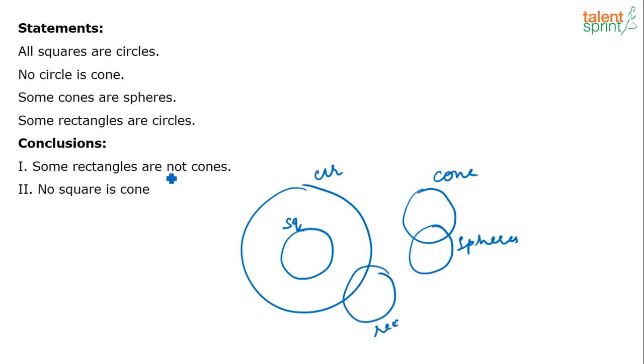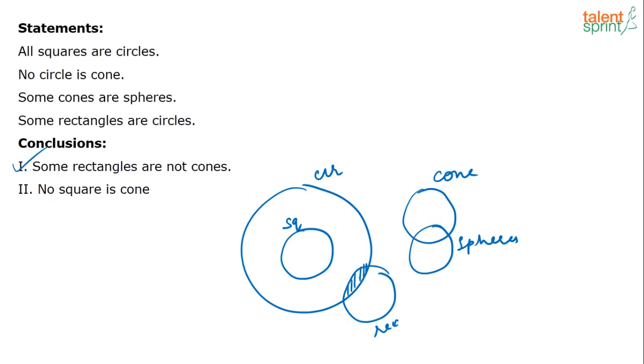Now, some rectangles are not cones. So when you look at the first conclusion, see, these rectangles which are circles are definitely not cones. So this conclusion is true. Some rectangles are definitely not cones. The rectangles which are circles cannot be cones. So the first conclusion is true.